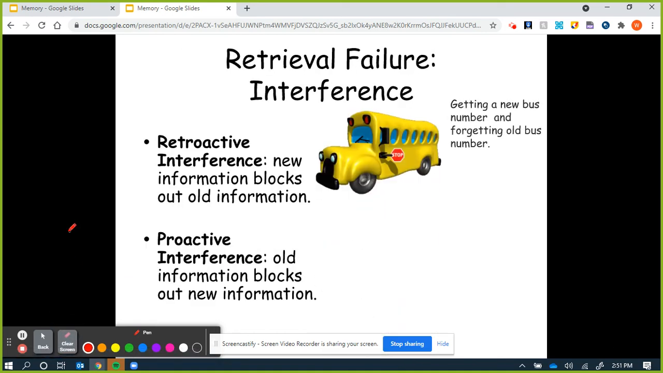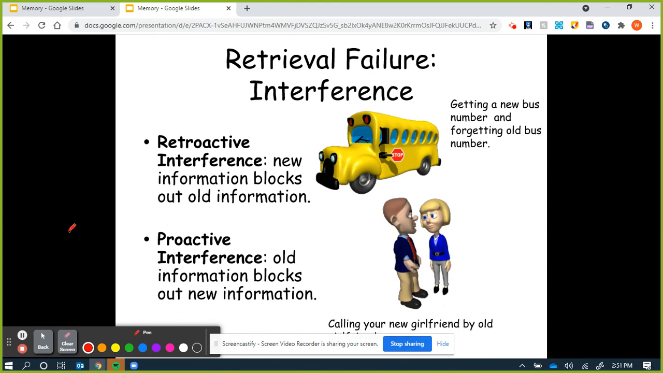Two types of retrieval failure. Sometimes information gets in the way of us retrieving other information. That's what interference is. Retroactive interference is when you learn something new, and by learning something new, those new memories get in the way of you being able to retrieve the old memories. If you learn Unit 10 in this class, and because you learned Unit 10, you now can't remember Unit 9, that's retroactive interference.